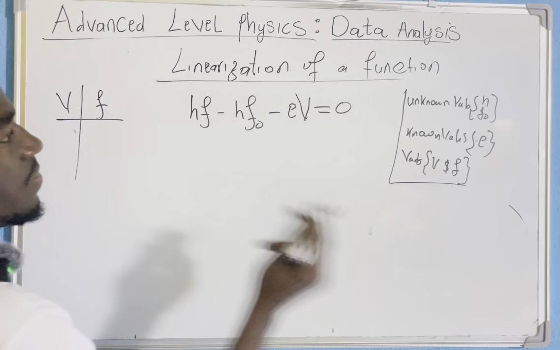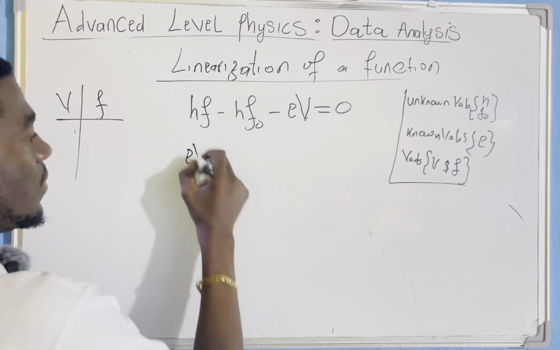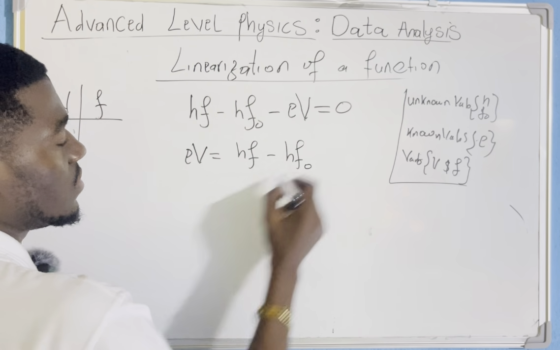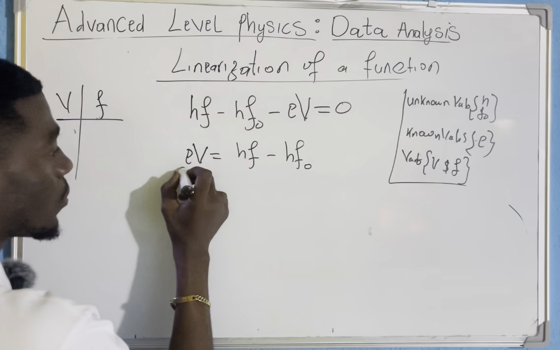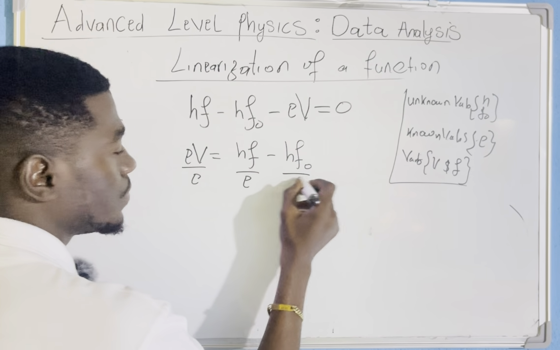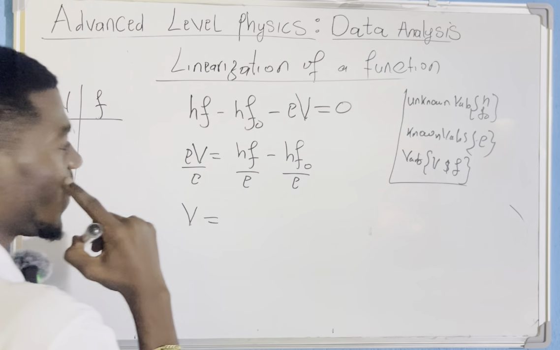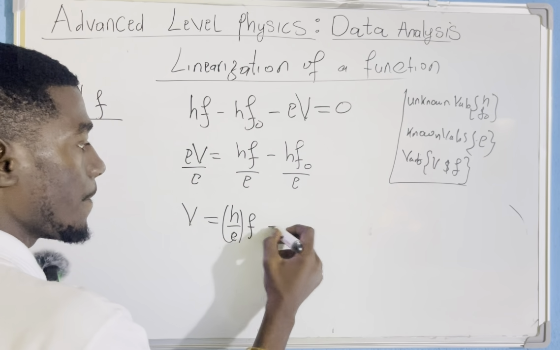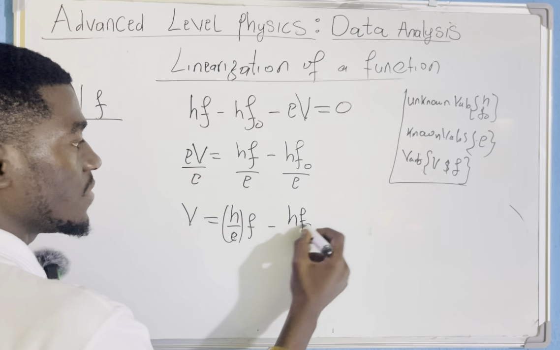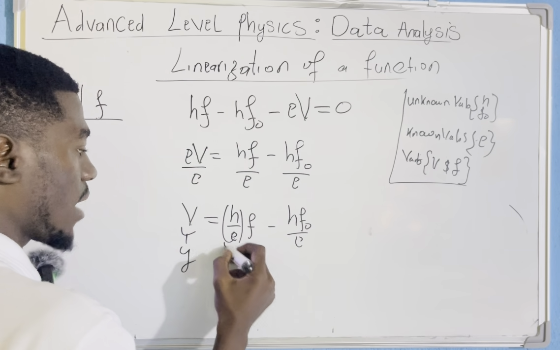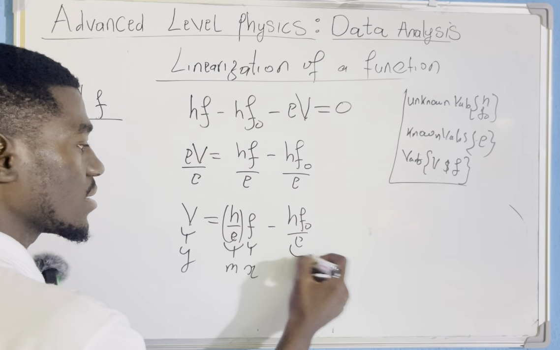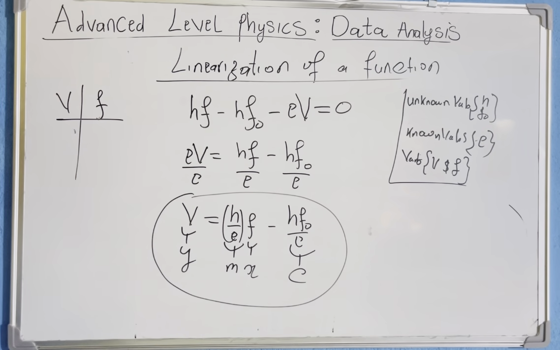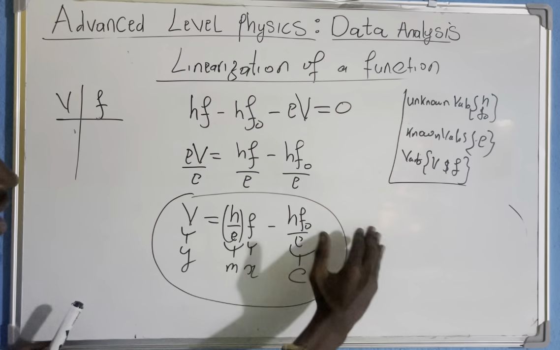So with this information, I should have an idea already. Let us go fast. It means I can bring this one to the other side. I will have eV equals minus hf0, plus hf. I think that is already linearized, right? And now divide all through by e. I will have V equals (h/e) f minus h f0 over e. Y, m, x, c. So that is it. If you're having the same thing, that is good. It means that you're understanding already. You can verify.